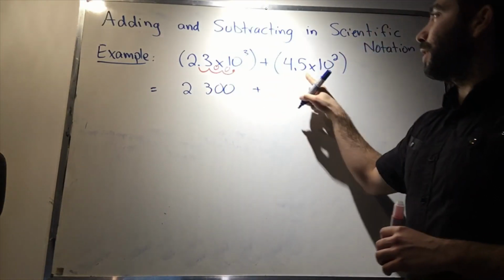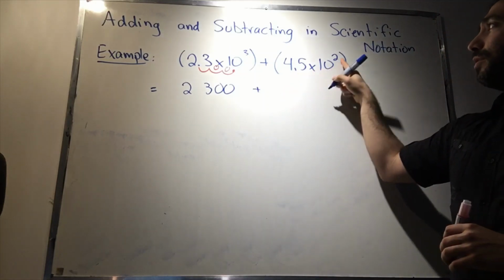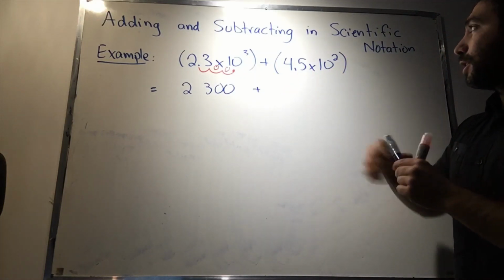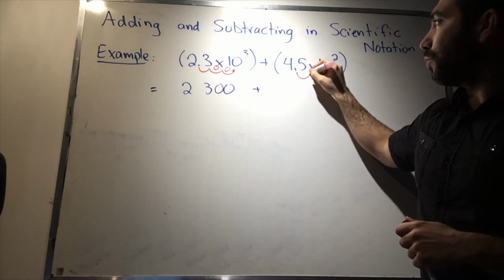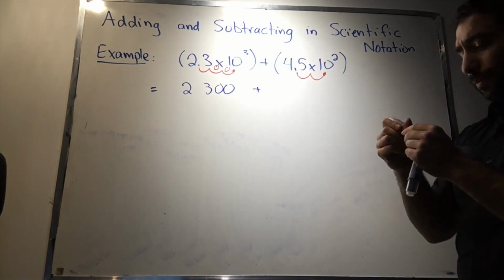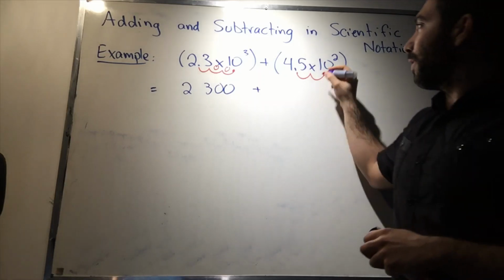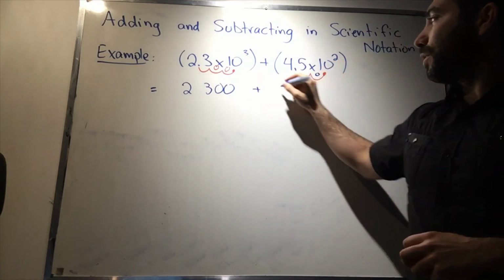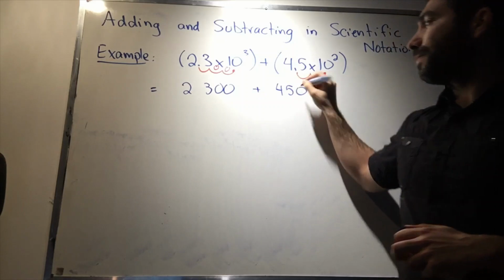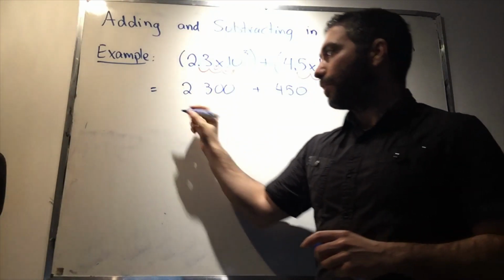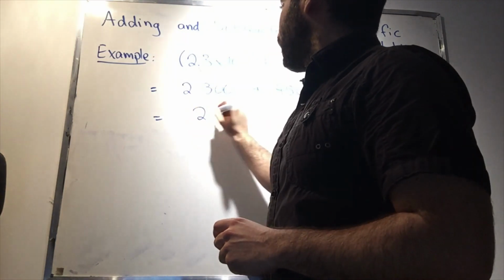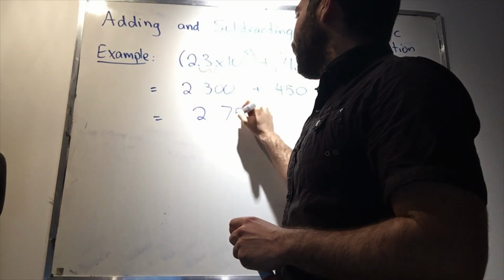Plus, let's look at this number here. We have 4.5 times 10 to the 2. Since the exponent here is positive 2, we move to the right twice. So 4.5 times 10 to the 2 is really just 450. Okay, and now we can add these two numbers. This is easy to do. We know how to do this, so we get 2,750.